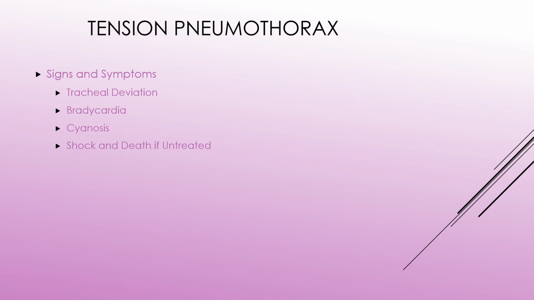Tension pneumothorax is just a different type of pneumothorax in which there's tension inside the body system. So as the pressure increases, the unaffected side gets compressed. The signs and symptoms would be a tracheal deviation. That's huge; if you see tracheal deviation, you know there's a big problem. They can have bradycardia, cyanosis, and shock and death if not treated, because what's going to happen is the unaffected side could put so much pressure on the heart and any organs that are on the unaffected side.